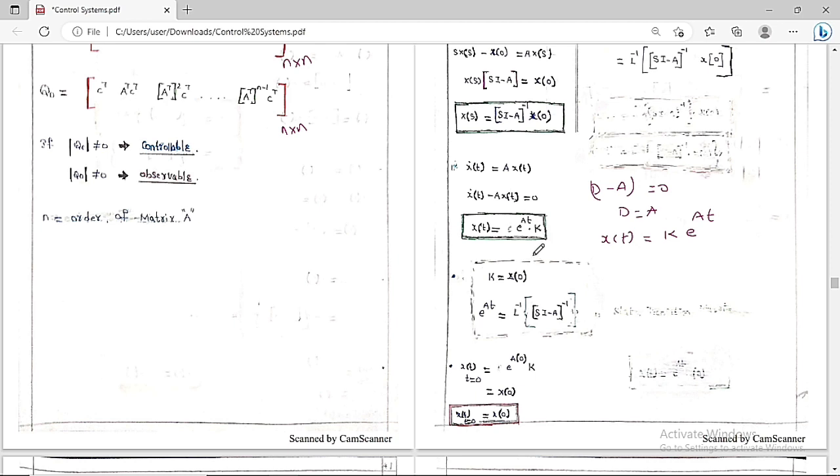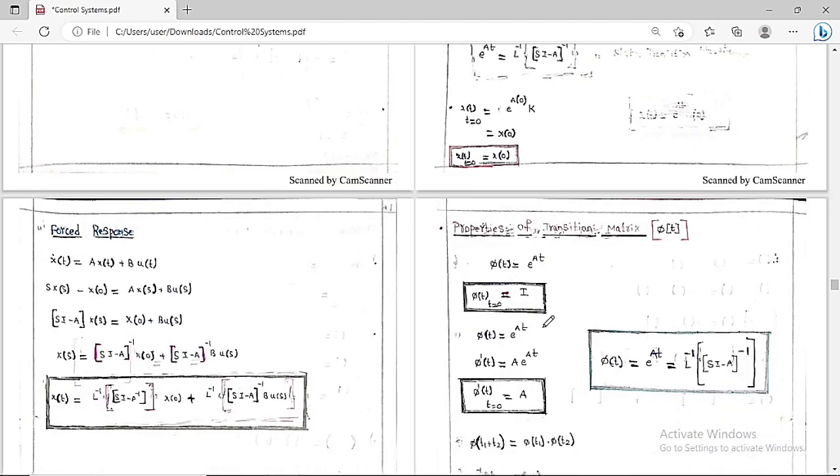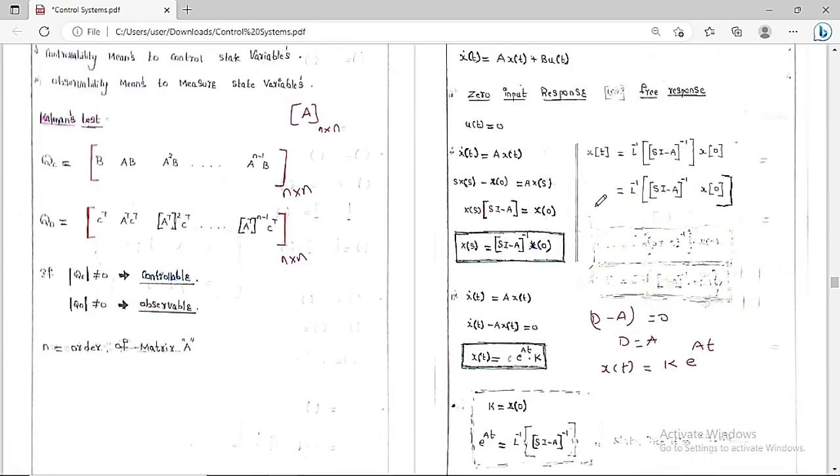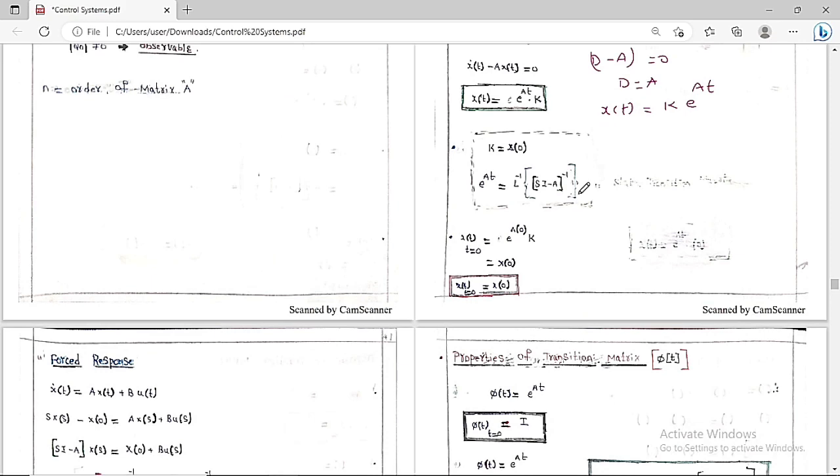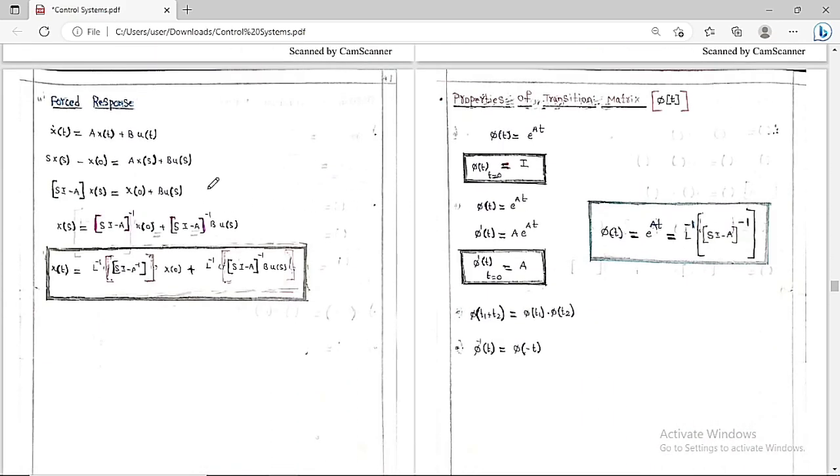So therefore x of t at t equal to 0 is equal to x of 0, you are going to get. So these things you can see clearly here. So this is the free response. Now what is the forced response?